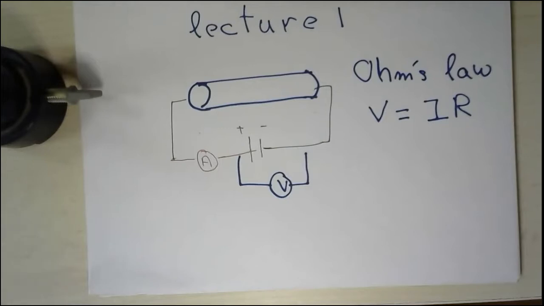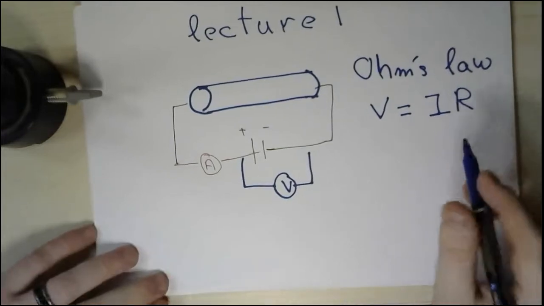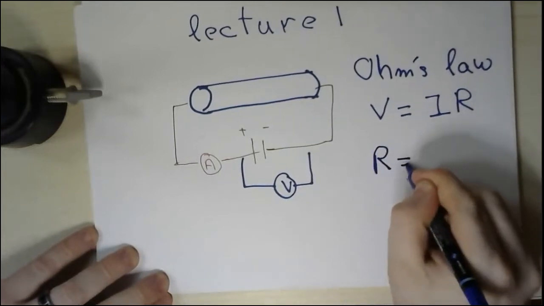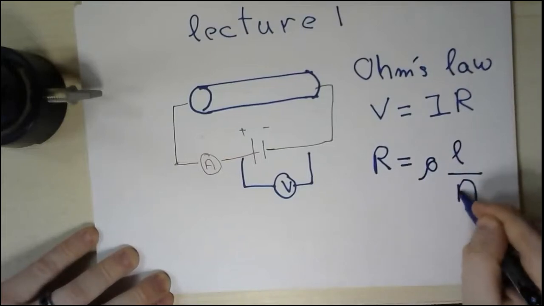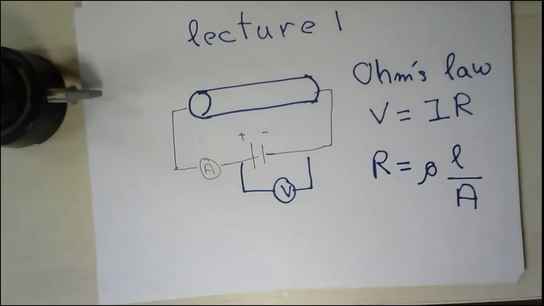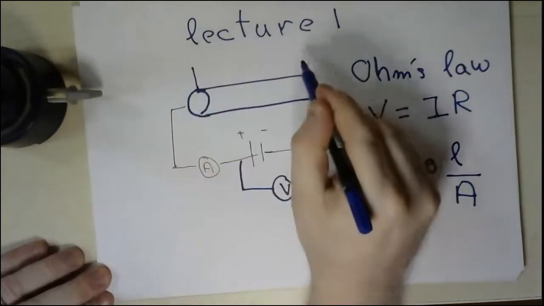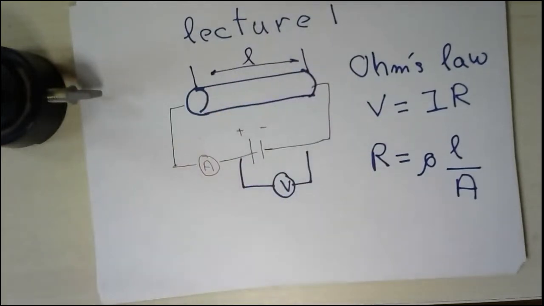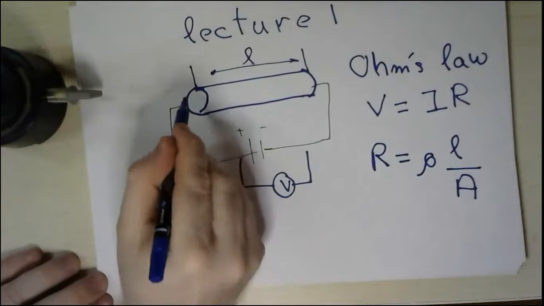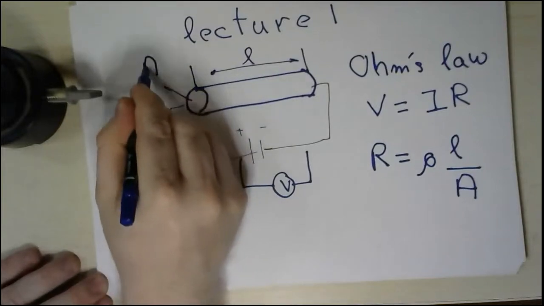Okay. And again, from your high school and maybe in prep, you know that this R is equal to rho times L over A. So what is rho? Rho is the material resistivity. L is the length of the material, which we indicate here by this length. So we call this length L, and A is the cross-sectional area of this material.